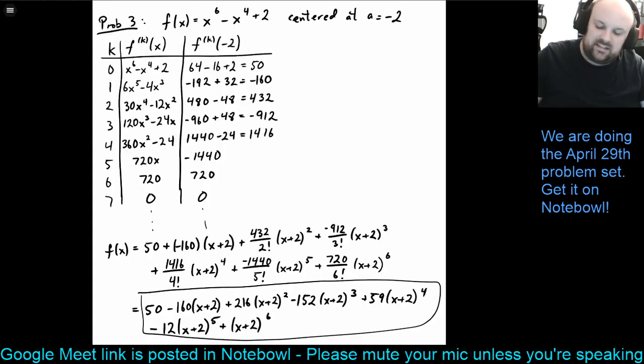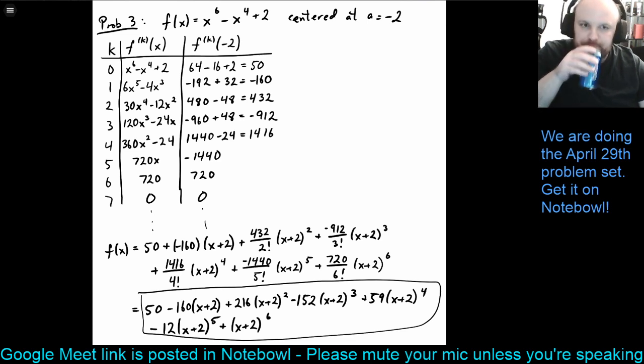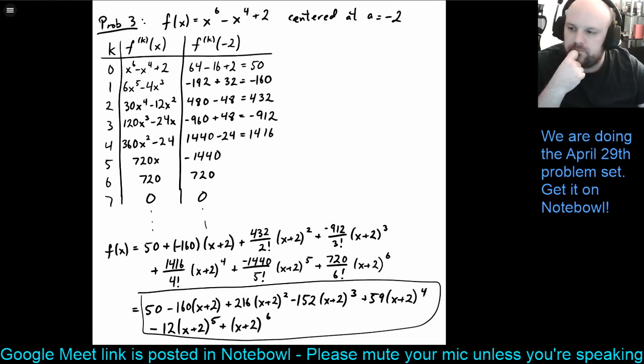So when you recenter a polynomial, you can get some weird answers like this. It's entirely possible for that to happen, but still not all that bad. Right? Any questions there? All good? Great.